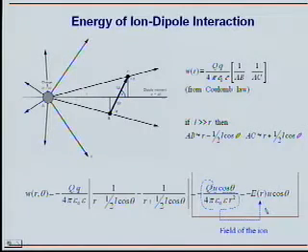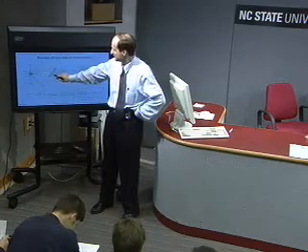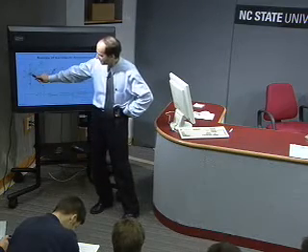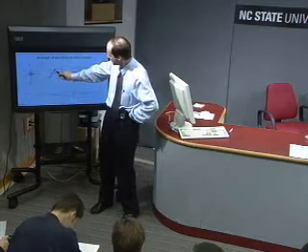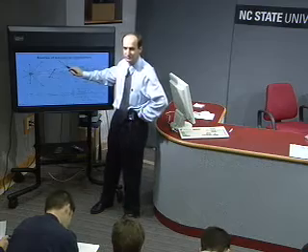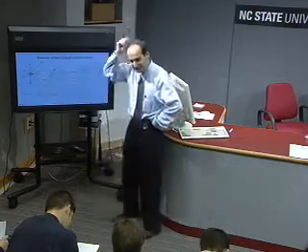Now, however, if you take this molecule and bring it closer, and let's say tilt it at some angle with respect to the shortest distance between the ion and the molecule. So this is the ion. It has a charge of Q. This is the molecule. It has a charge of plus Q and minus Q on the two sides. Now you bring it closer and they start interacting.